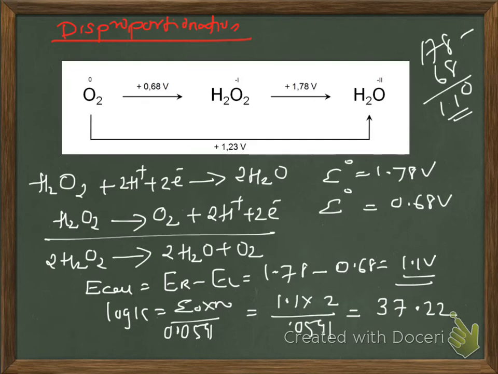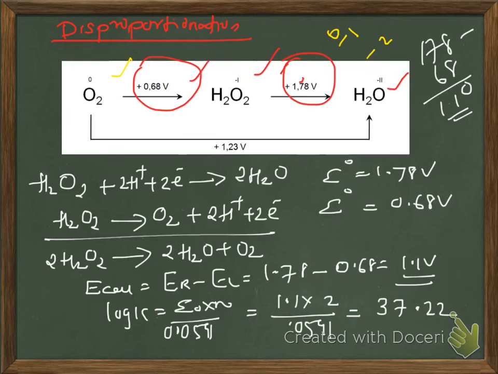Various oxidation numbers of oxygen are 0, minus 1, minus 2: 0 in O2, minus 1 in H2O2, minus 2 in H2O. The first potential is 0.68, the second one is plus 1.78.